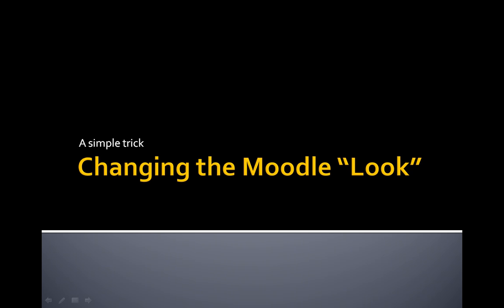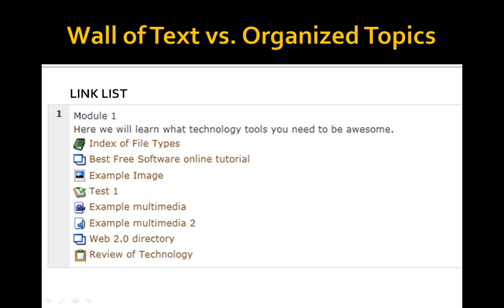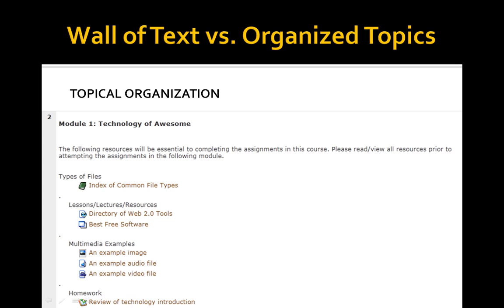First, we're going to do some basic things to change the way Moodle looks. Here's the problem. Lots of times you run into your module and you get the wall of death text, where it's just each module and the student's like, oh my gosh, so many links. What you want to do is take that wall of text and organize it. If you look between these two, you can tell which one is more user-friendly.